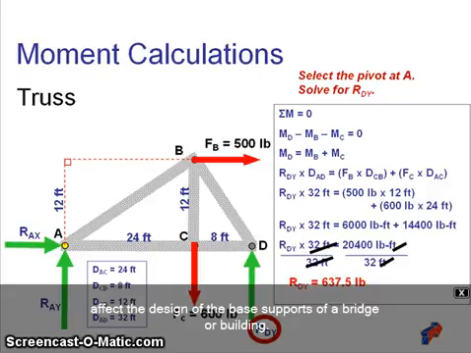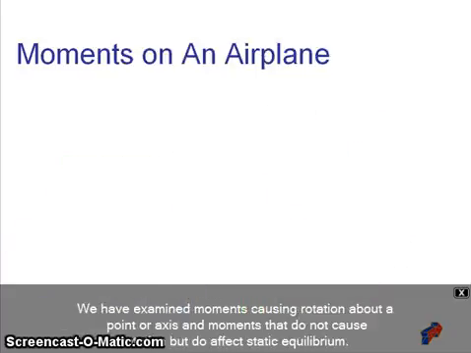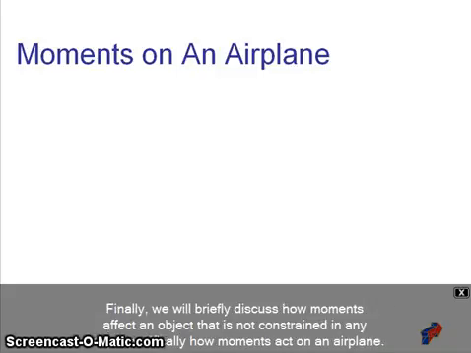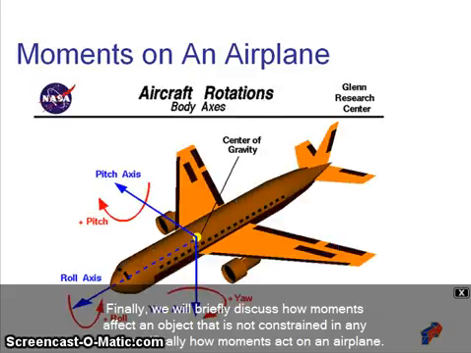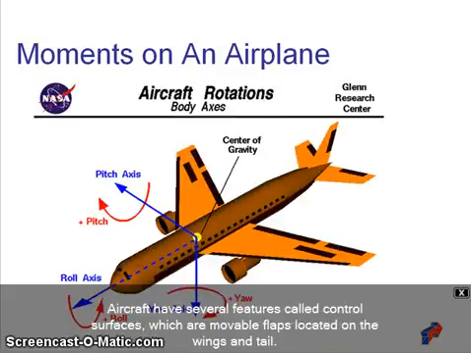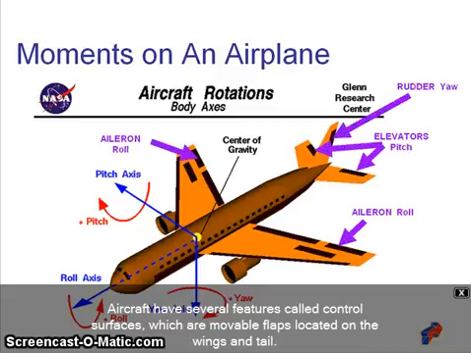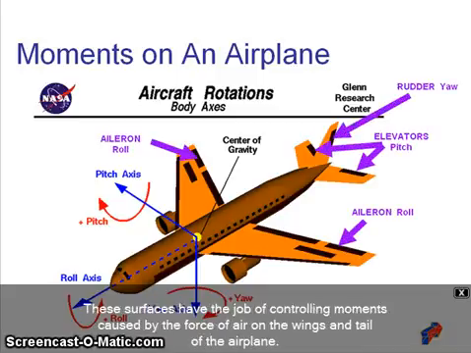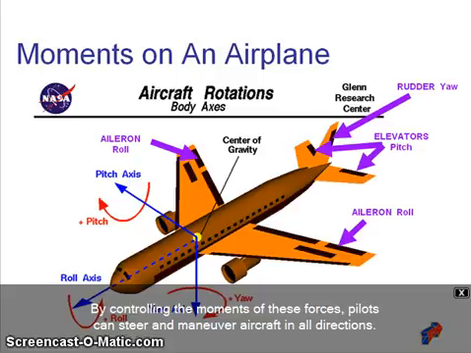We have examined moments causing rotation about a point or axis and moments that do not cause rotation but do affect static equilibrium. Finally, we will briefly discuss how moments affect an object that is not constrained in any way, specifically how moments act on an airplane. Aircraft have several features called control surfaces, which are movable flaps located on the wings and tail. These surfaces have the job of controlling moments caused by the force of air on the wings and tail of the airplane. By controlling the moments of these forces, pilots can steer and maneuver aircraft in all directions.